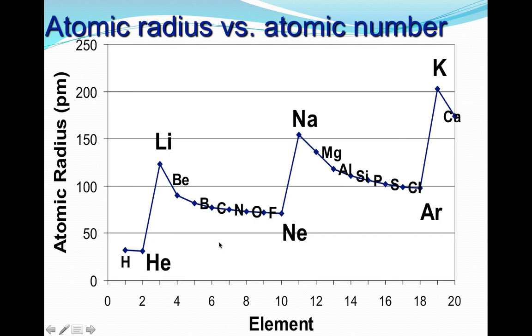So if we were to plot it, we would see that as we go across a period, it goes down, we go to the next group and it shoots up. And then it goes down, down, down, down, down, and then it shoots up again.